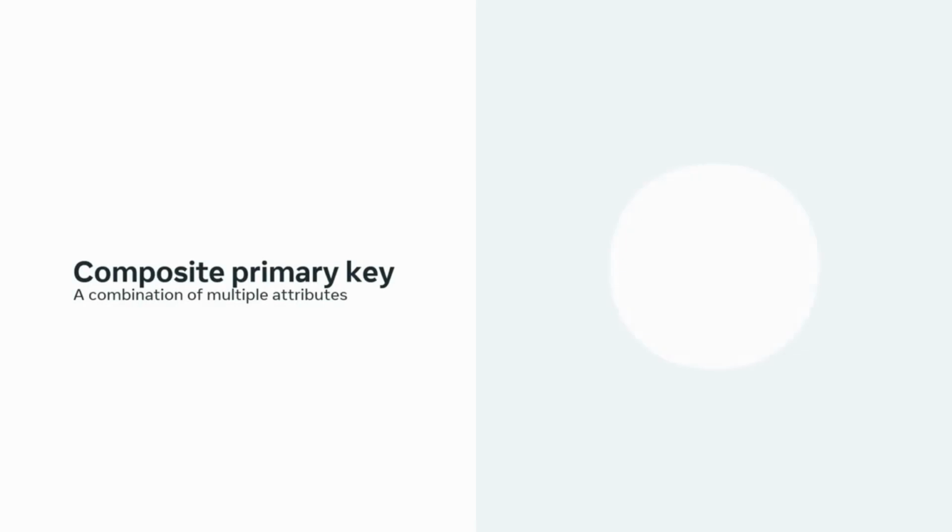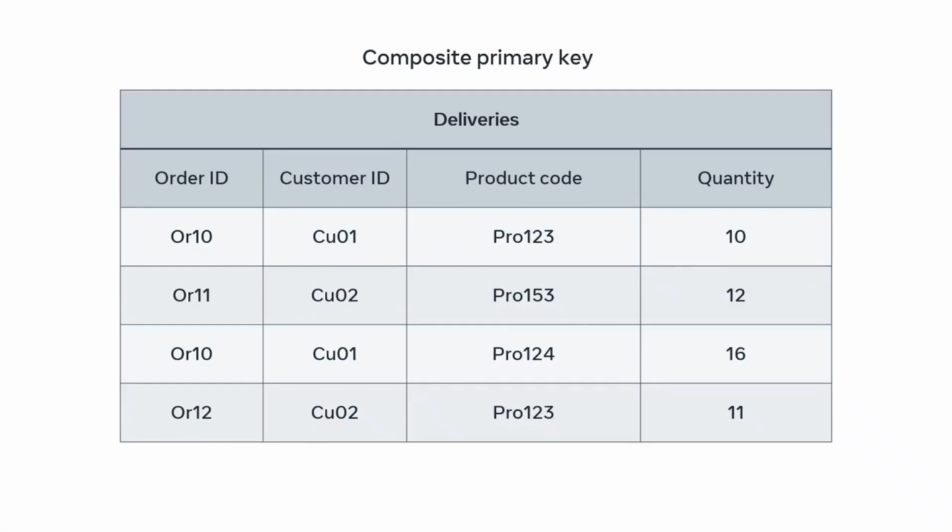But what happens if you can't locate a unique value within a table? Maybe all rows have duplicated values. In this instance, you can create a composite primary key. This type of key is a combination of two or more attributes. Let's take the example of the delivery department of an online store. They have a delivery table that tracks the deliveries placed by their customers. However, there's no single column with unique values in each row.